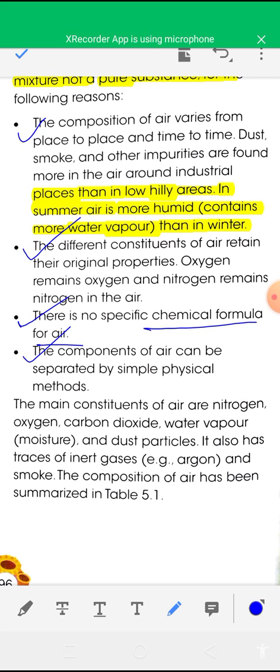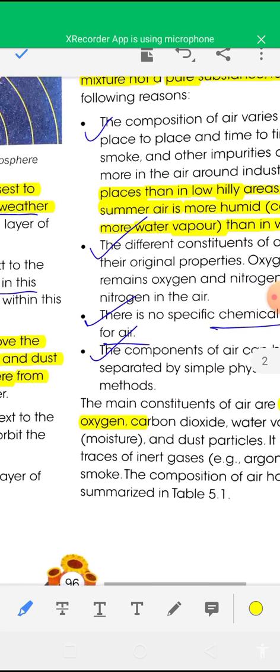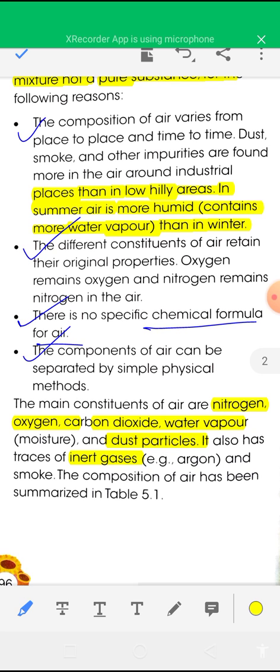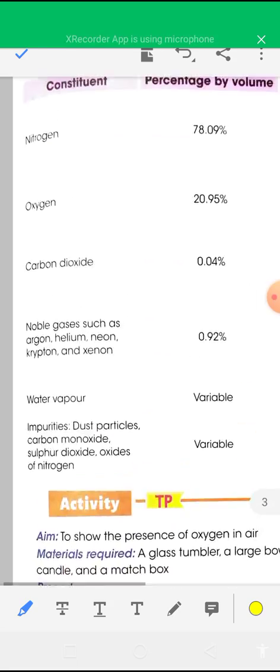Now see the main components of air. The main components are nitrogen, oxygen, carbon dioxide, water vapor, that is moisture, and dust particles. Some inert gases are also present: argon, helium, and smoke. In this table the components of air are given.